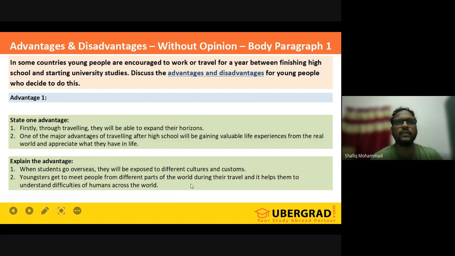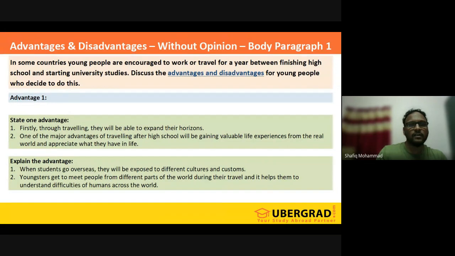So obviously, when you travel a lot, you'll meet new people, new personalities, new human beings, right? Obviously, everyone has their own mentality, isn't it? So it is a great experience. It's not only meeting people; it's also seeing new places, and understanding the culture, isn't it? So these are the advantages you're explaining.